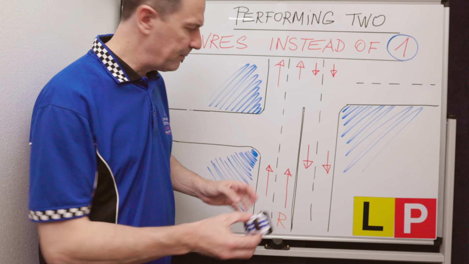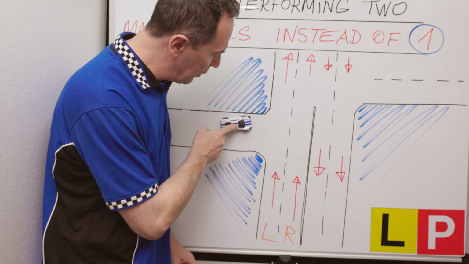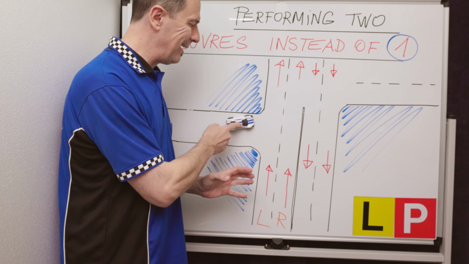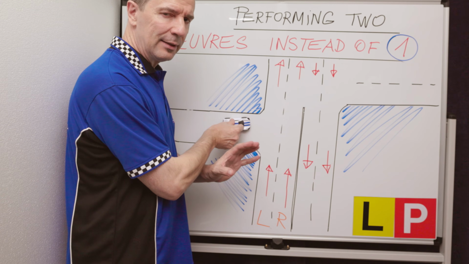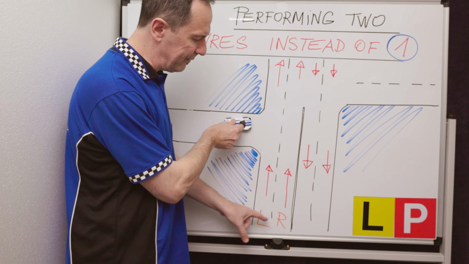If the assessor asks you to turn left and then immediately right, if you're on this street here, and the assessor wants you to turn left first, and then immediately to turn right after that. So clearly there's 2 lanes there, so left and right lane.